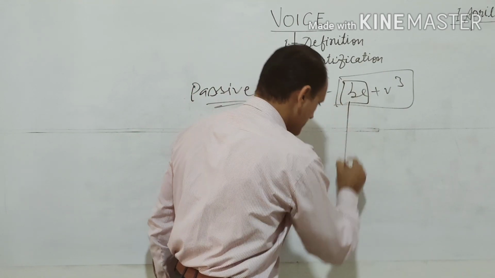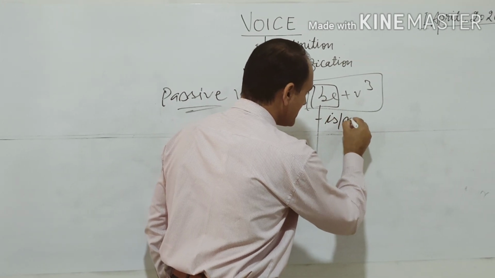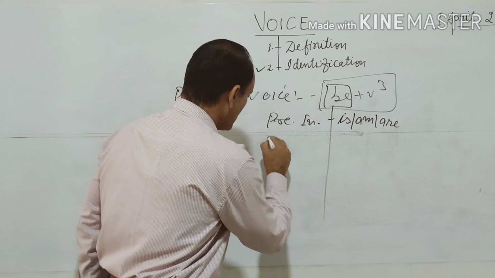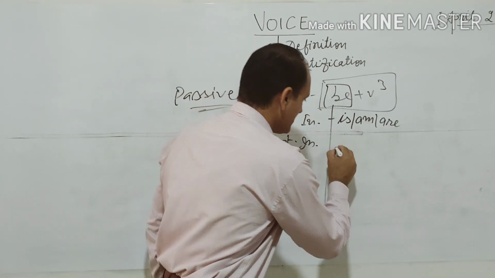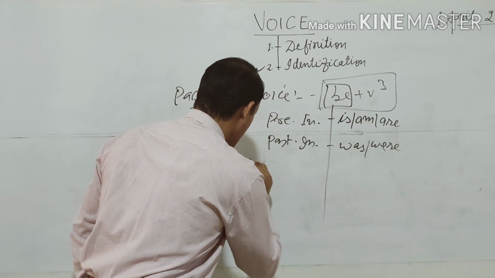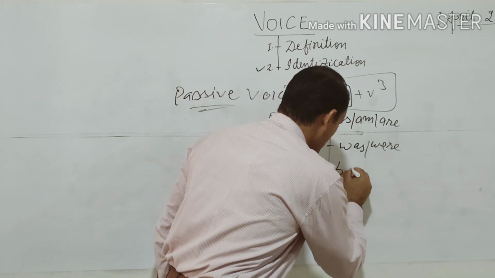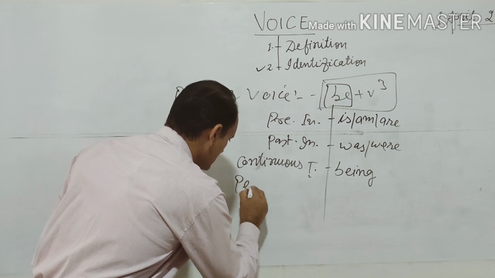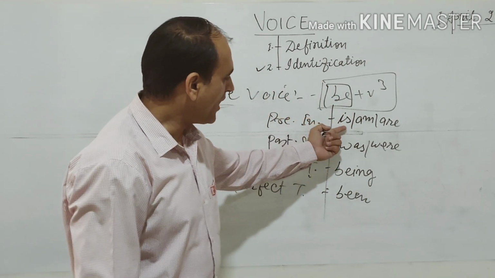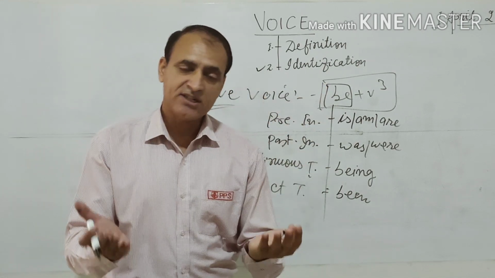B has 8 different forms. We must know them. In present indefinite tense, B has the form of is, am and are. In past indefinite tense, B becomes was or were. In all the continuous tenses, B becomes being, and in all the perfect tenses, B becomes been. So how many forms? 1, 2, 3, 4, 5, 6, 7 and B itself. So in this way we know that B has 8 different forms.